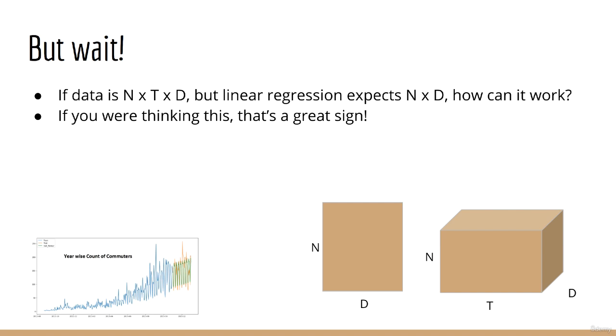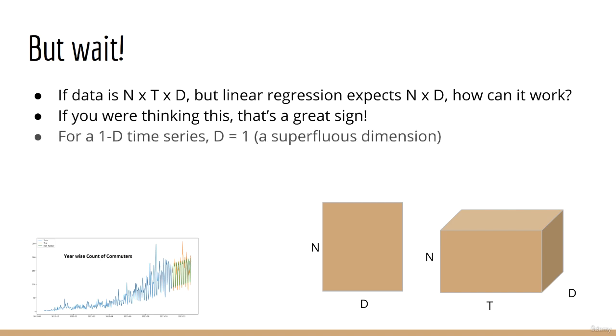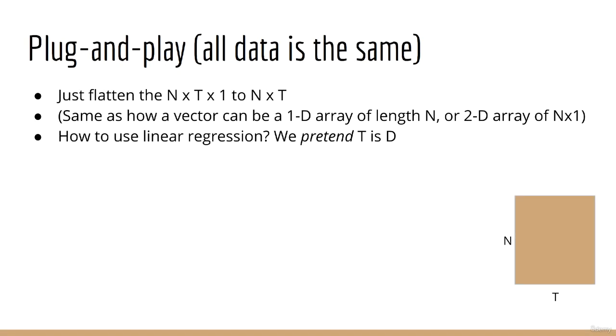Well, in fact, linear regression does only work on data of shape n by d. But remember that, in our example, we are considering only one-dimensional time series, so d equals 1. As you know, this is just a superfluous dimension. We can represent the exact same data in a two-dimensional array of shape n by t. Again, this is analogous to the situation where you have an n-length one-dimensional array, or you can have the same array stored in a two-dimensional n by 1 object.